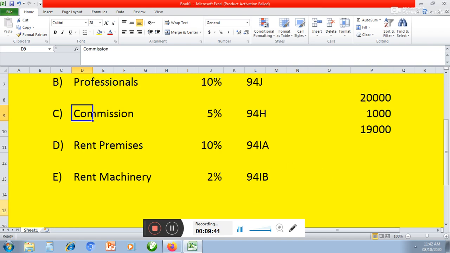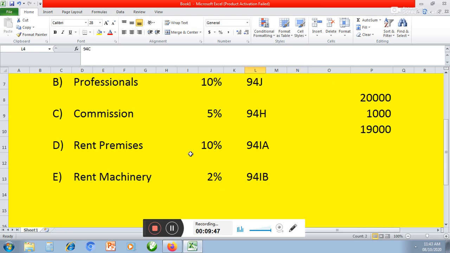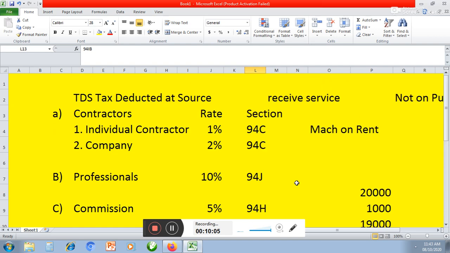This chart is very important. Whenever you go for an interview, try to learn by heart all these percentages and sections. Similarly, I just explained about premises also, 10% TDS. Suppose we have taken premises on rent, 10% TDS will be deducted, and the section for that is 94IA. If we have taken machinery on rent, 2% TDS will be deducted, 94IB.